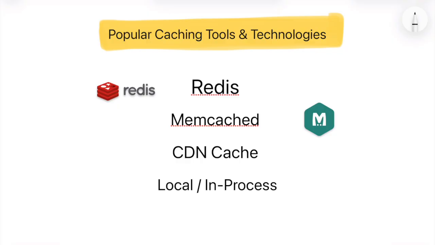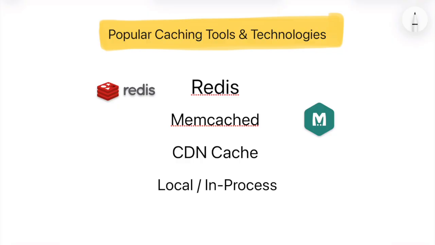We use Redis for session caches, leaderboards, rate limiting, real-time analytics, pub/sub models, distributed logs, and whatnot. Redis has all the reasons to be the most used tool for caching.